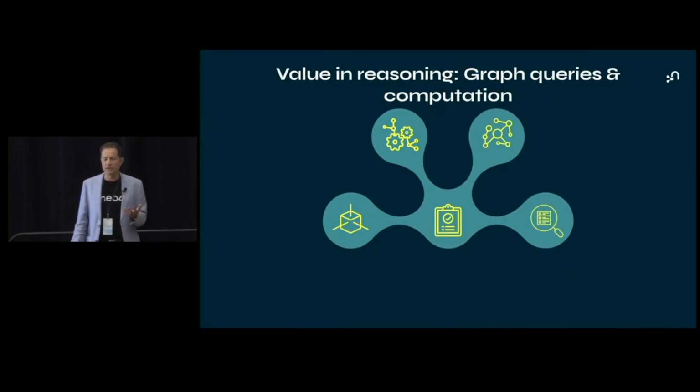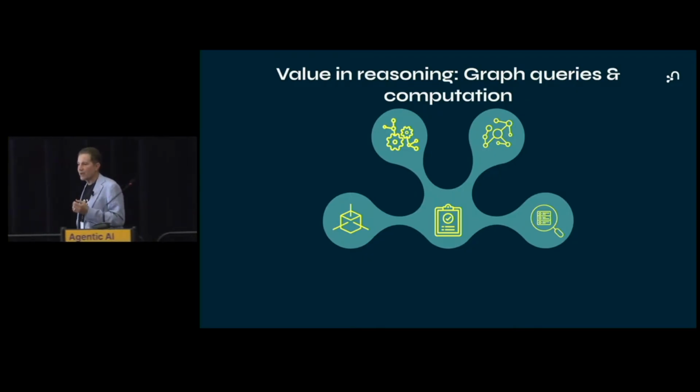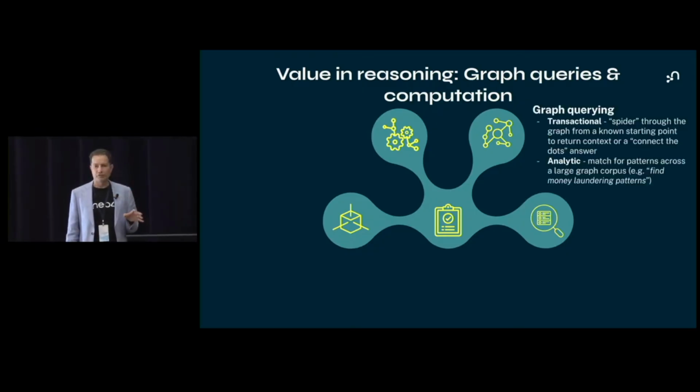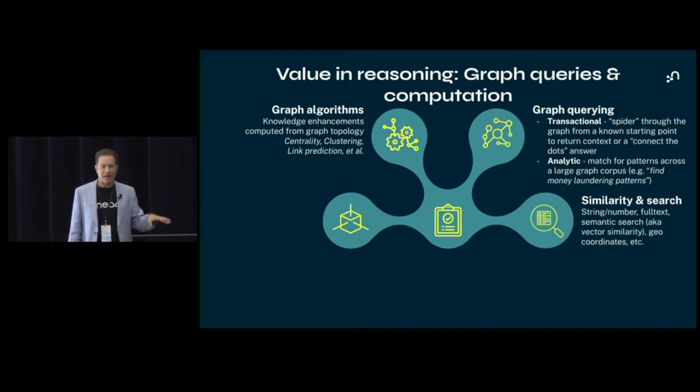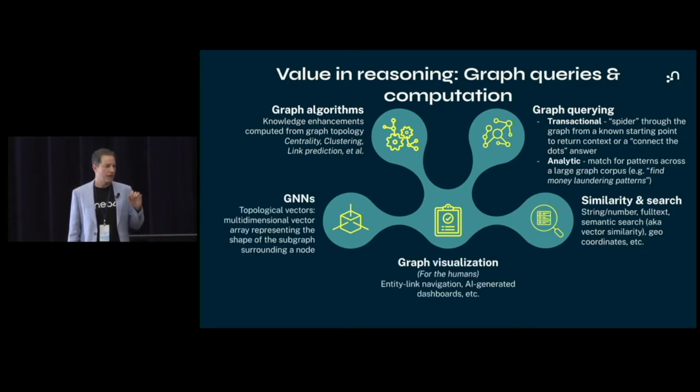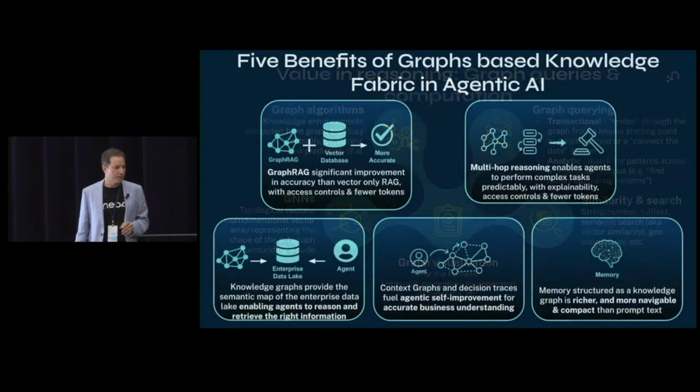So drilling into reasoning, one takeaway I'd like to leave you with for today is that the knowledge layer isn't just a passive place where you store information. It can actually do various forms of computation. I'm running short on time, so I'm going to zoom through these: graph querying, which is different forms of pattern matching and filtering; graph algorithms, clustering, link prediction, and so on; similarity in search; GNNs, which is a topological vector, another kind of vector; and then graph visualization.